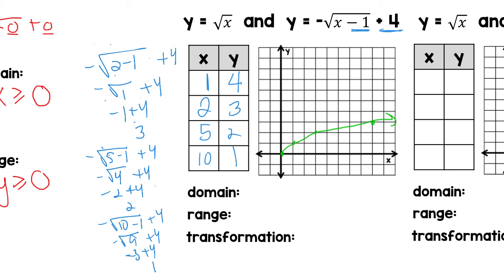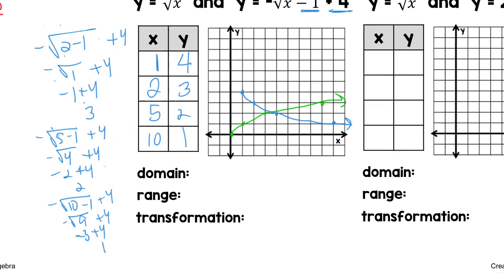All right, so now we plot these points. We have 1, 4, 2, 3, 5, 2, and 10, 1. Looks a little something like that. It's the best one yet that I've drawn. Hooray for me.